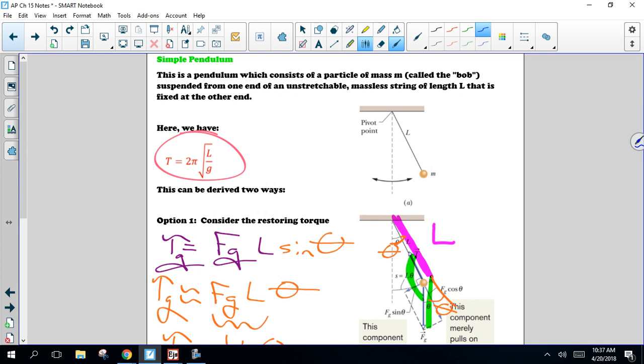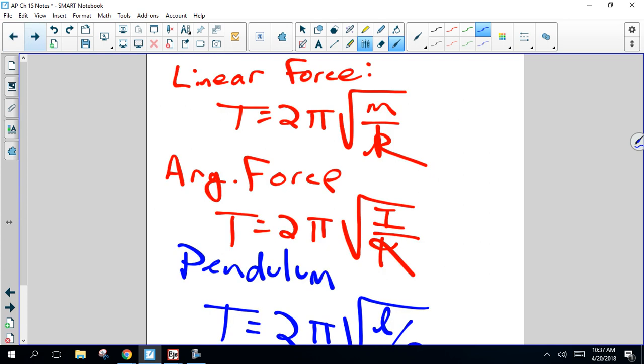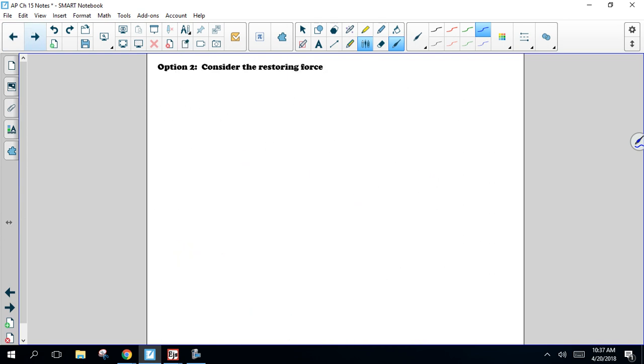You know what? I think we muscle through. We're almost there. All right. So here's the other way to do it, considering the restoring force. All right. So look, you guys.